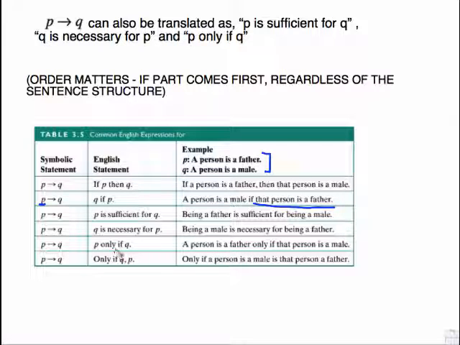And this is the same idea here, but it's just written with a comma instead. Only if Q, P. Only if a person is a male is that person a father. Has to be a male first before he can be considered a father.